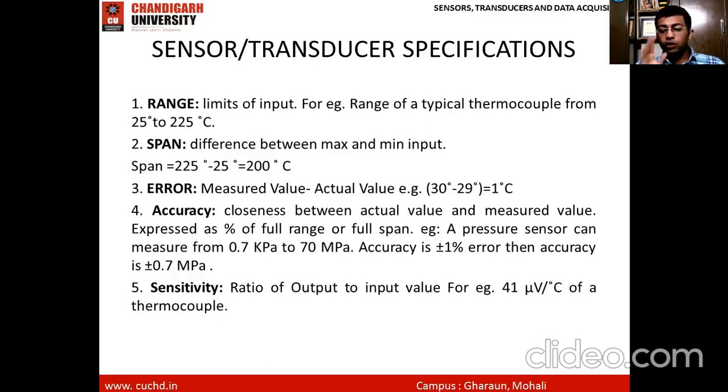Example, for a thermocouple, again I'm taking. A typical thermocouple has a sensitivity of 41 microvolt per degree Celsius. What does it mean? It means that for every 1 degree Celsius change of temperature, it brings about a corresponding change in the output of 41 microvolt. But gain will be output over input, both similar quantities. It will be dimensionless, it will be unitless.